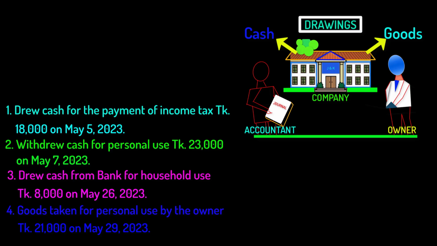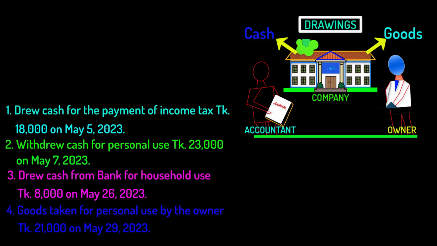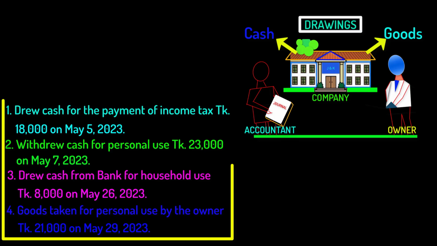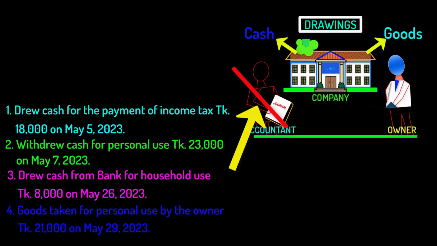But before doing that, I want you to focus on this person. This person is the accountant of this company. So, as an accountant of this company, his duty is to pass journal entries for these transactions in his company's journal book. But the question is, for these transactions, is he going to do that? No, he is not. It is you who are going to do that instead of this person.